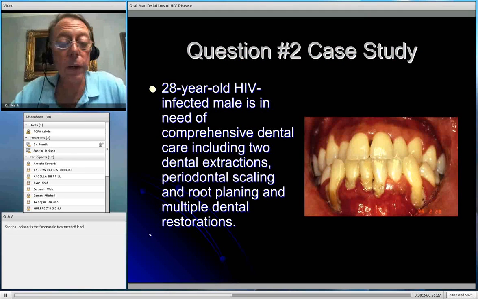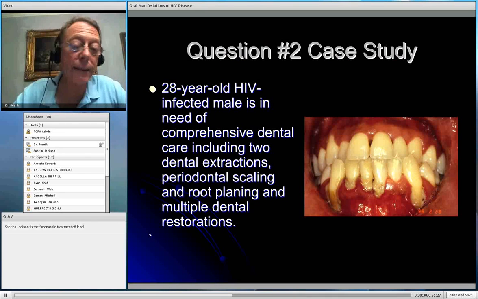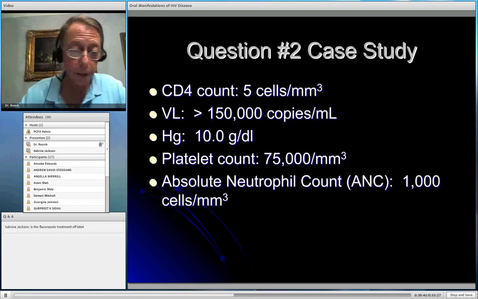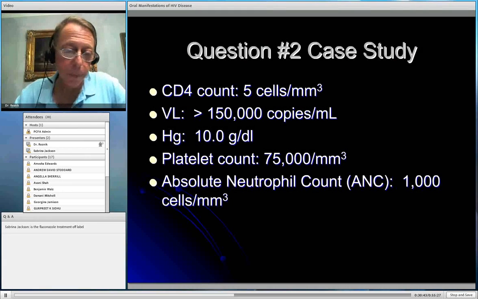So I'm going to go over another case that's a little bit complex, so you're going to have to stay up with me here. A 28-year-old male needs comprehensive dental care, including some extractions, really deep cleaning, and multiple fillings. In his medical history, he had pneumocystis pneumonia 2 years ago, he had a community-acquired pneumonia 2 months ago, and he has a moderate case of pseudomembranous candidiasis.